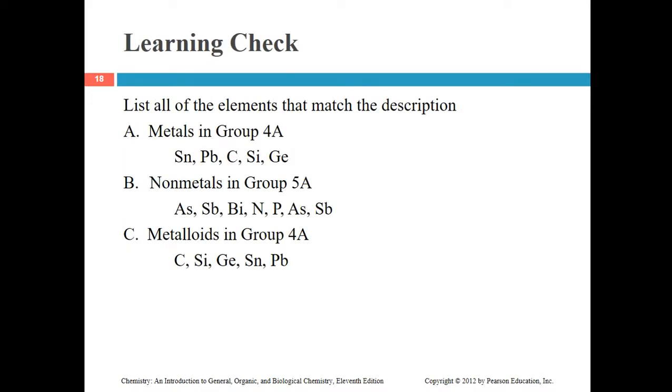All right, list all the elements that match the description. So this is going to be our last little problem check to do. Find the metals in group 4A. So they're asking, do you not only know where group 4A is, but can you figure out which ones are metals and which ones are nonmetals? And B, the nonmetals, and C, the metalloids. So press pause and see if you can get that.